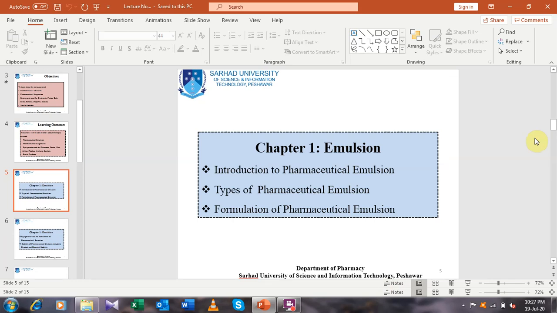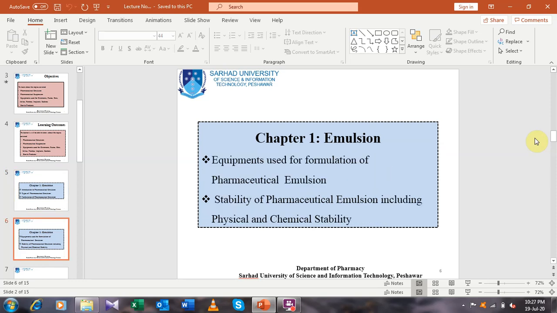Chapter number 1, entitled Pharmaceutical Emulsion, in which we have studied introduction to pharmaceutical emulsion, types of pharmaceutical emulsion, formulation of pharmaceutical emulsion, and equipment used for formulation of pharmaceutical emulsion, stability of pharmaceutical emulsion, including both physical and chemical stability, and the pharmaceutical emulsion.